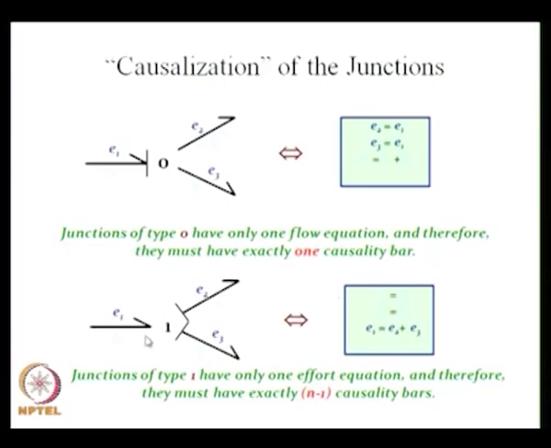So you can see that F1, F2, F3 are equal, and E1 is equal to E2 plus E3, because this is the input effort, and these are the outputs. So E1 is equal to E2 plus E3, that is the causal stroke for causality assignment for 0 and 1 junction.